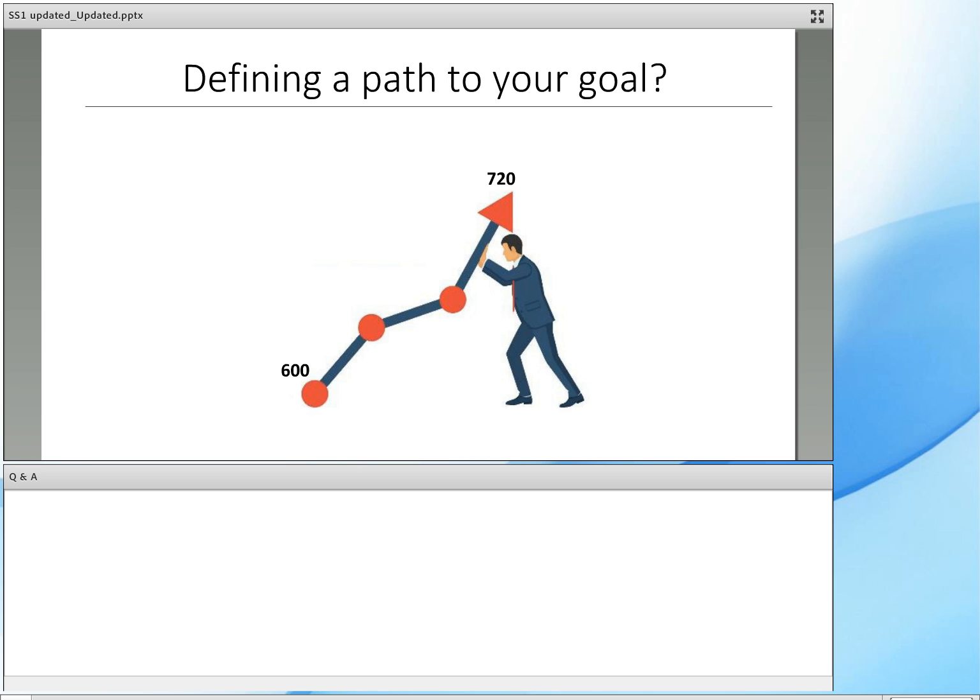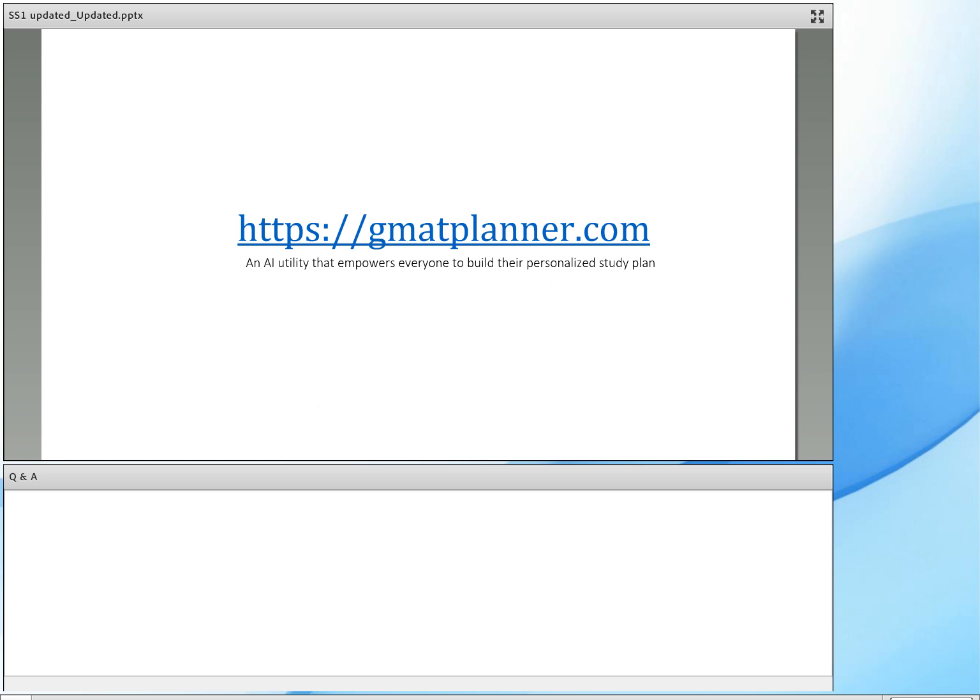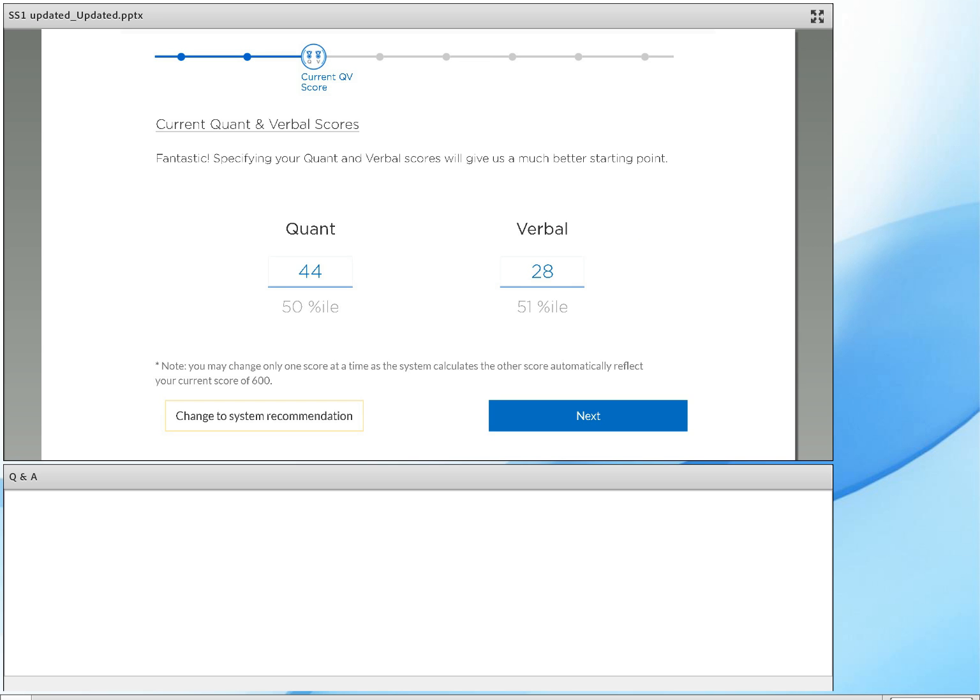And to make sure that each one of you can create a personalized study plan, we built an AI-driven tool called GMAT Planner. It's a utility that has 3 neural networks in it, plus a couple of rule-based engines that allows everyone to build their personalized study plan. Let's see how this works. It first takes your current quant and verbal scores. Now, when you put in your current scores, it understands those scores.